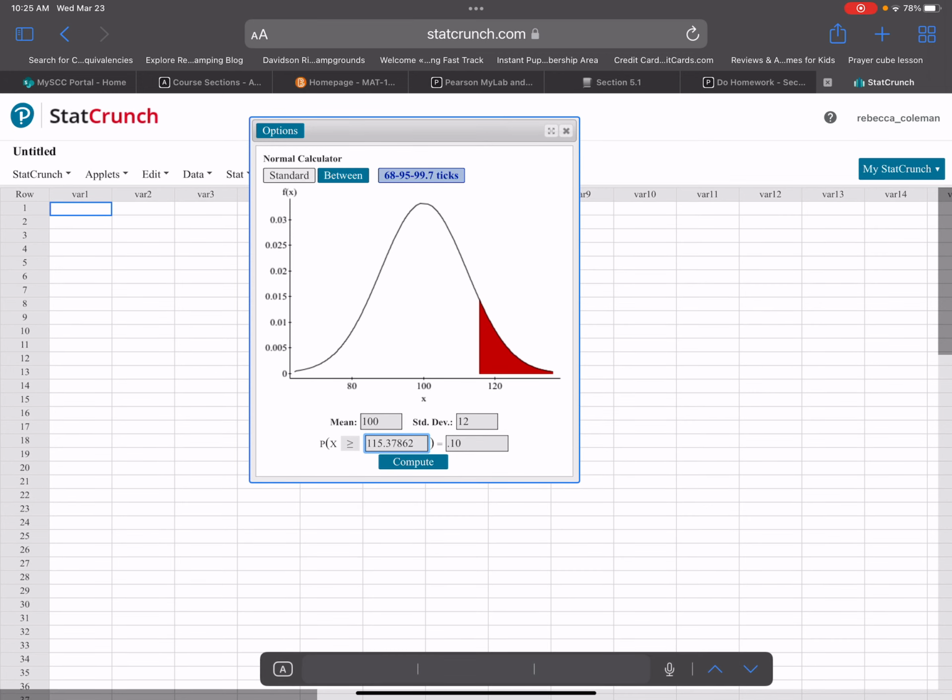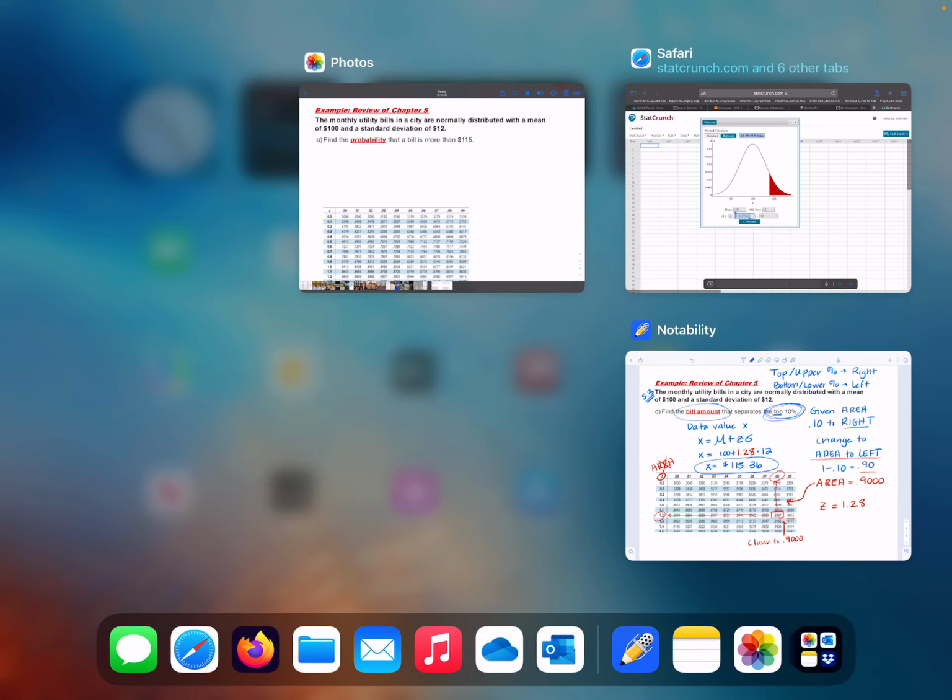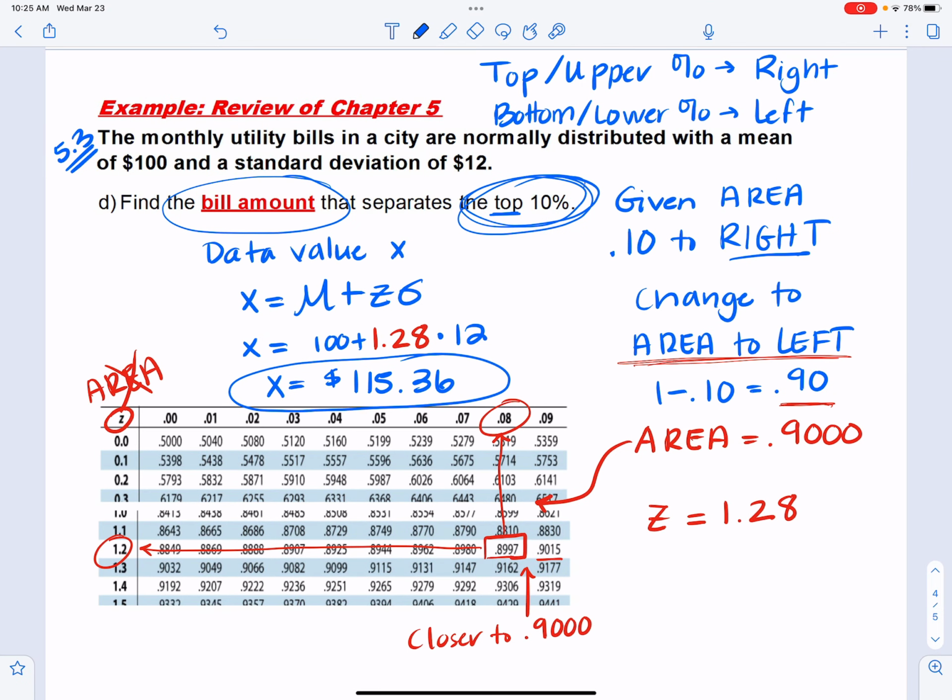All right, and again, slight little rounding difference. This comes up $115.38 versus $115.36. That's just because the table rounds Z. Okay, but other than that, exactly the same thing using the normal calculator in StatCrunch. So, the big thing with using the calculator is make sure you don't get confused on where to put things, and make sure that you're always looking at the proper direction, left or right, as well as the standard deviation.